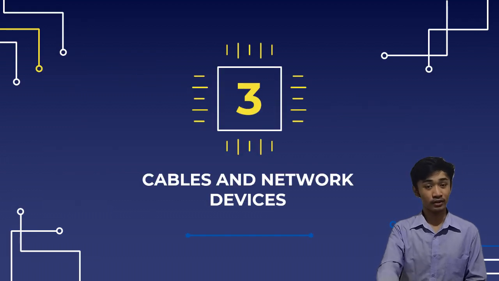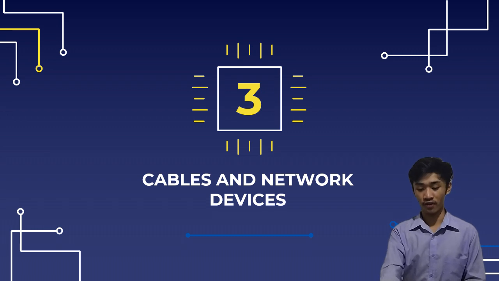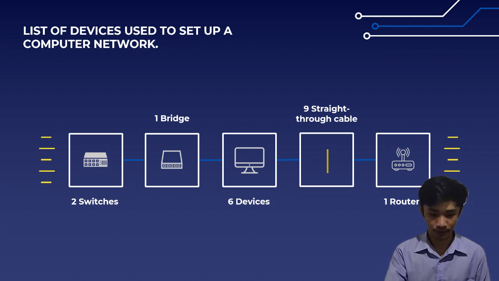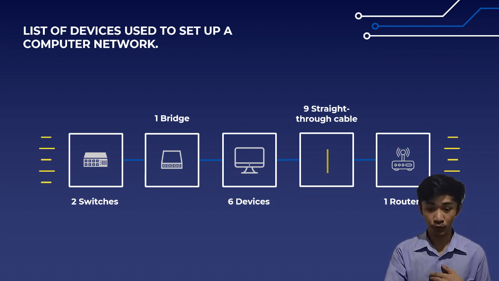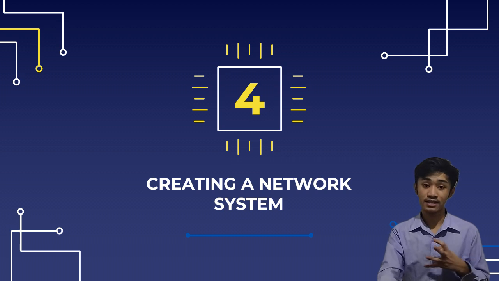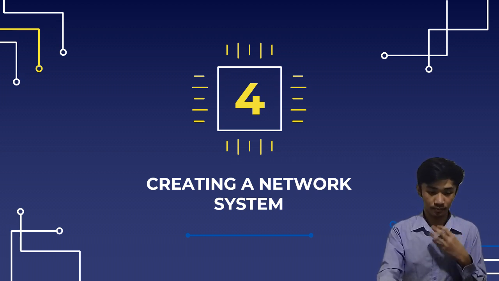And now let's talk about our number 3. Our content is cables and network devices. Here are the list of devices used to set up a computer network: 2 switches, 1 bridge, 6 devices, 9 straight-through cables, and 1 router. Now, our last content will be creating a network system.